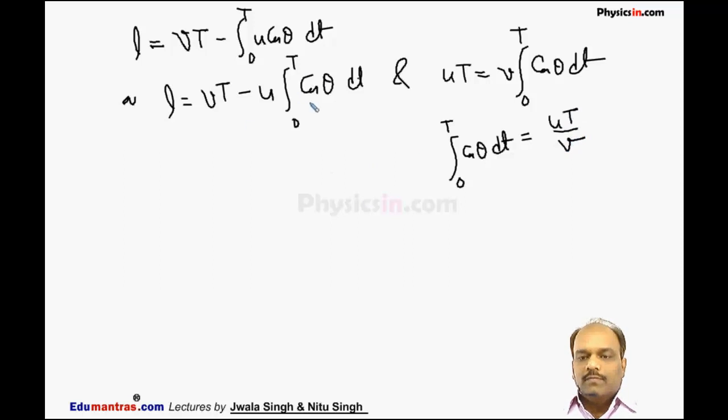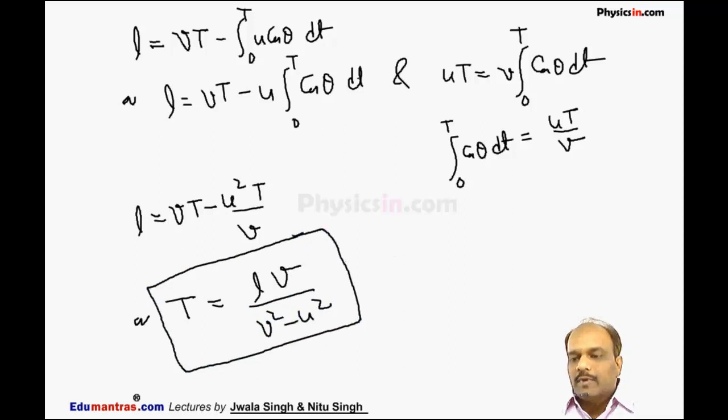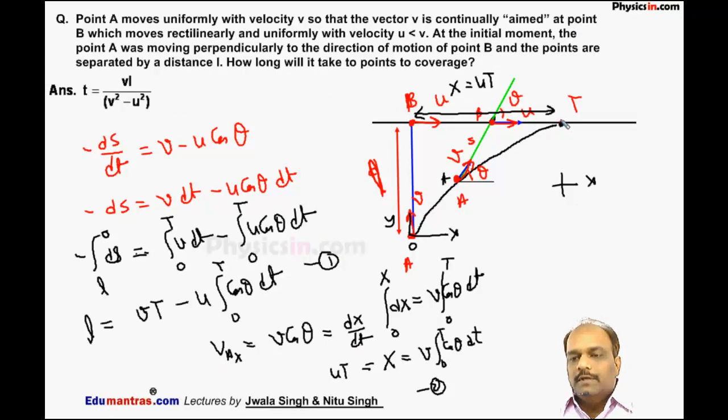So if I substitute the value of this integration of cos theta dt in the first expression, I get L is equal to v into t minus u square t by v, or t is equal to L into v divided by v square minus u square. This is the time when particle A will catch particle B. If I know this time I can very easily calculate this x. x is u into t. This is the x coordinate moved by the particle along this x axis.